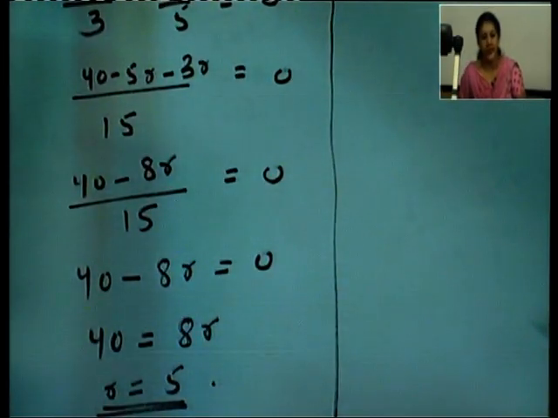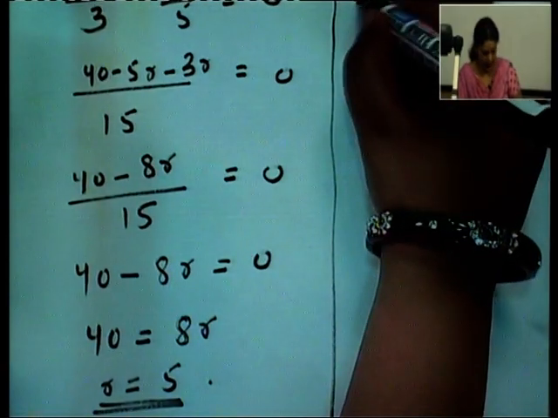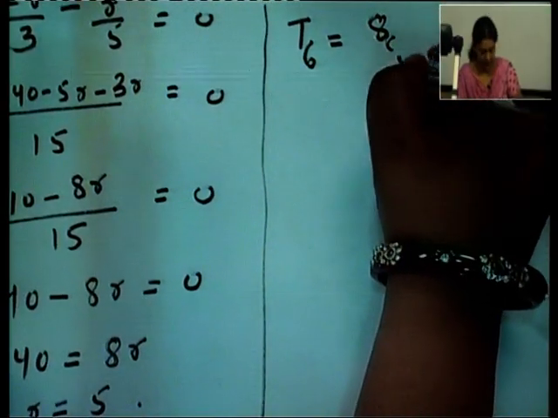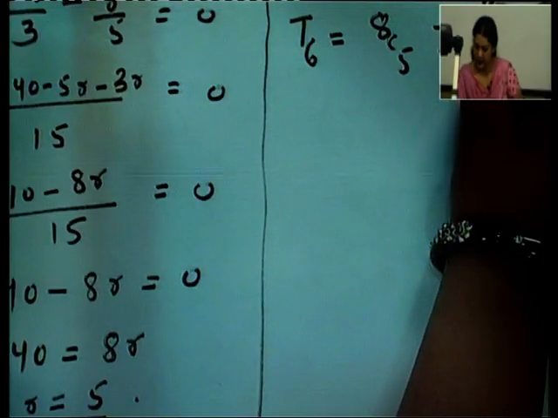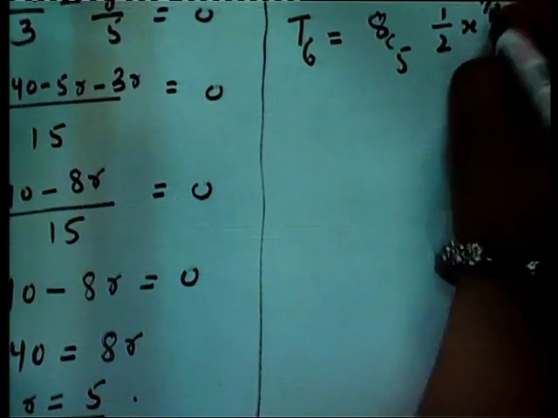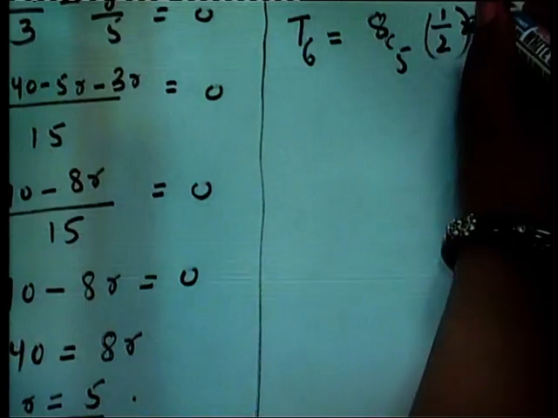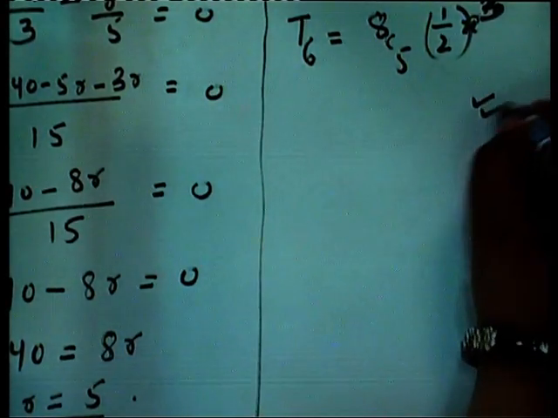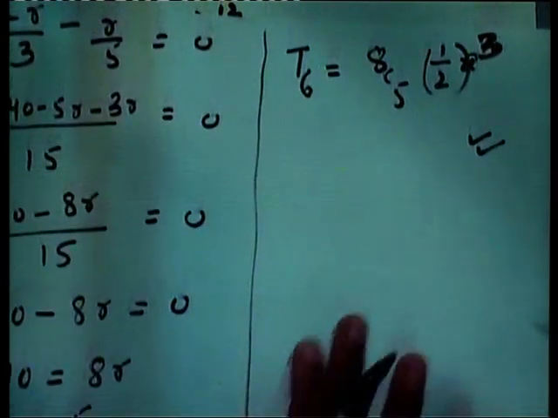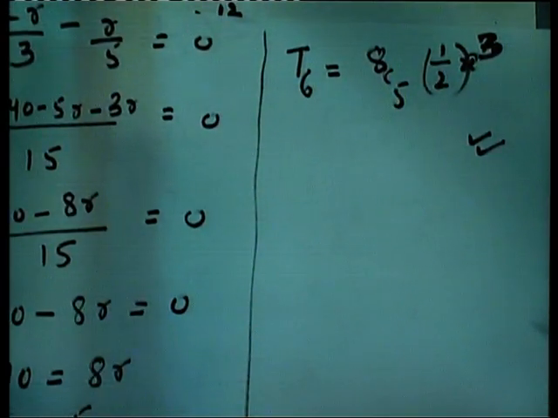That means the sixth term will be the term independent of x. So putting there, I will get T6 equal to 8C5 (1/2)^3. That's it. So this is the term independent of x and its value is this.